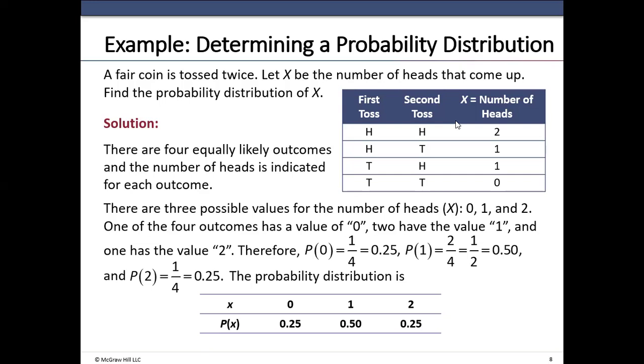And 1/4 plus 1/4 is 2/4, which is half, which is 0.5, and the probability of 2 is also 1 out of 4, or 0.25. Now in the table, we list the x values, the values of the discrete random variable, and the corresponding probabilities. This list is called the probability distribution. Here, the lowest value of x is 0, then 1, and the highest value is 2, and the corresponding probabilities are listed.